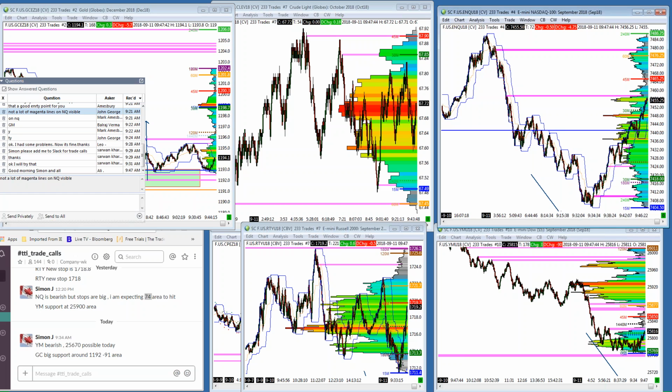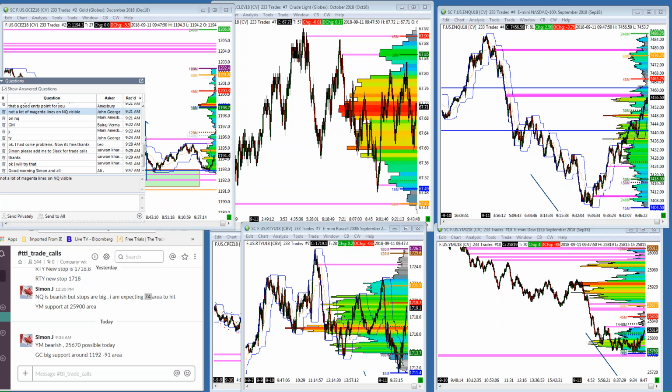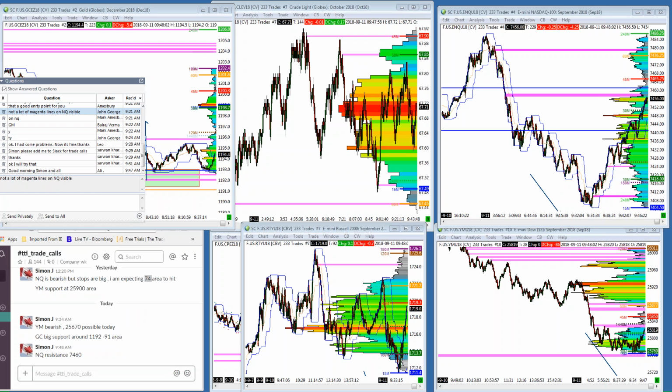I'm looking at a possibility from the 7460 area, folks, on Nasdaq short. Resistance, 7460 area. So we're looking at a level around 7460 on Nasdaq.